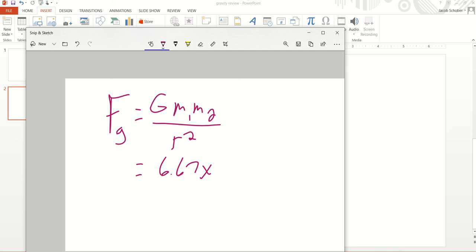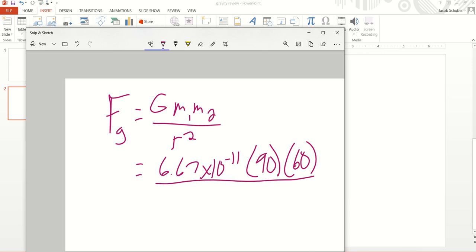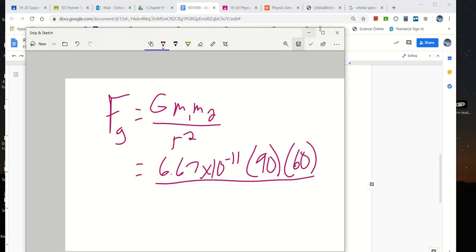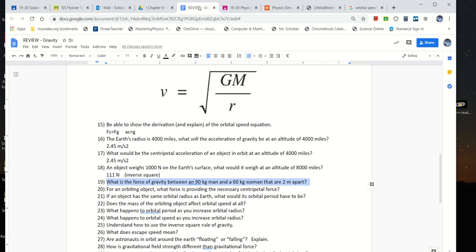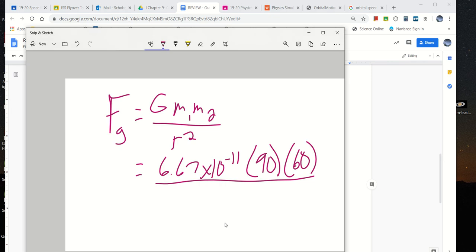Okay, so just plug these numbers into your calculator. 6.67 times 10 to the negative 11th. One person has a mass of 90. One person has a mass of 60. The distance between them was, I forget how much. Let me look back here. Distance between them was 2 meters. So 2 meters squared, so just 2 squared, so 4 on the bottom. Be careful how you enter that in your calculator.